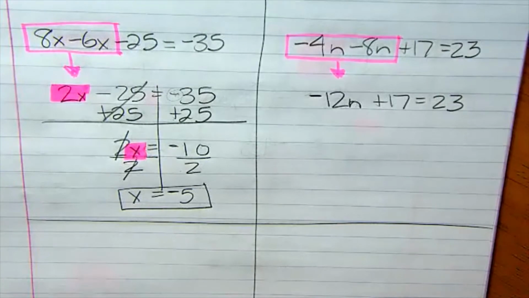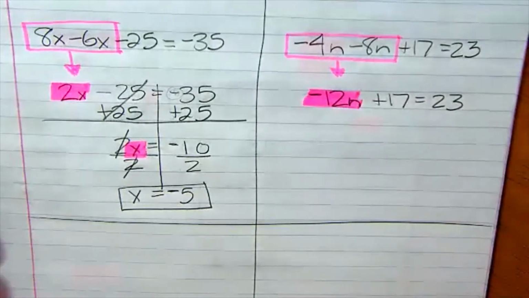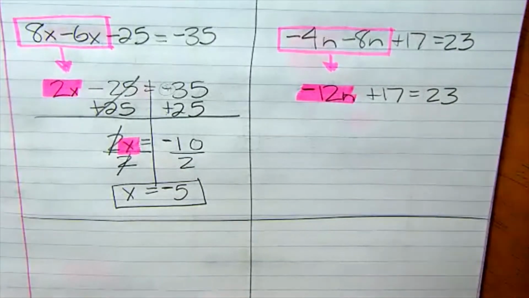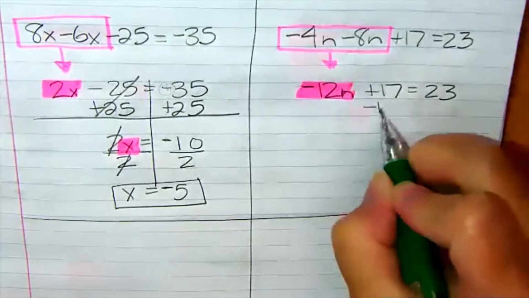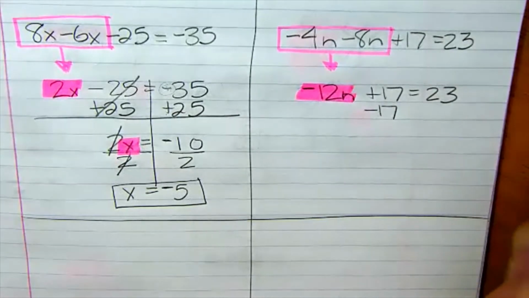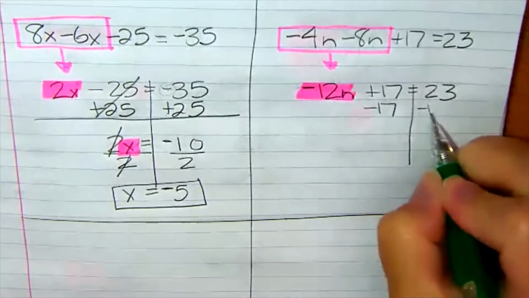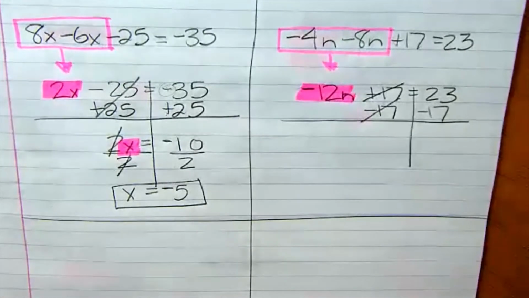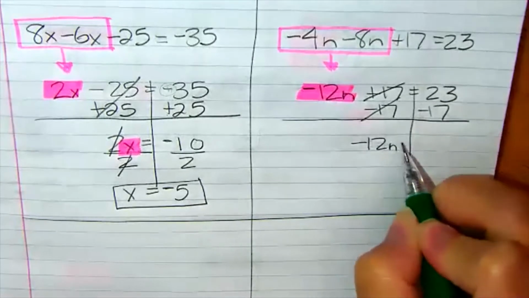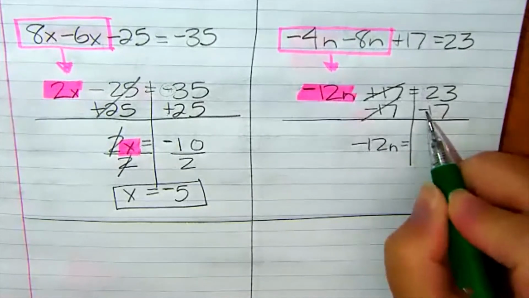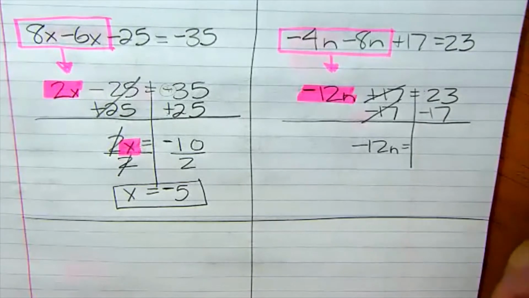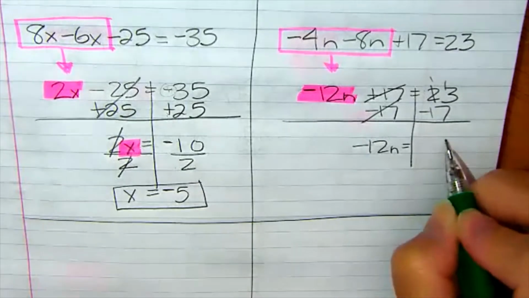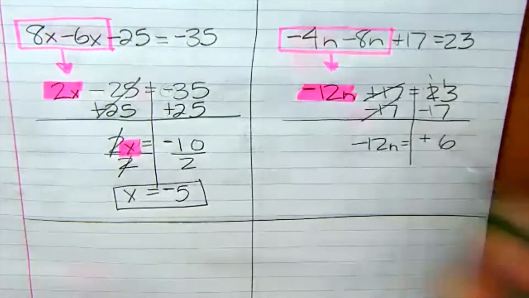And now this is what we practiced last week. I need to isolate my variable. So to do that, I need to get rid of this positive 17. So to get rid of positive 17, I'm going to subtract 17. And what I do to one side, I must do to the other. So positive 17 and negative 17 cancel, and I'm left with negative 12n. I have a positive and a negative, which means I'm going to subtract and keep the sign of my largest number.